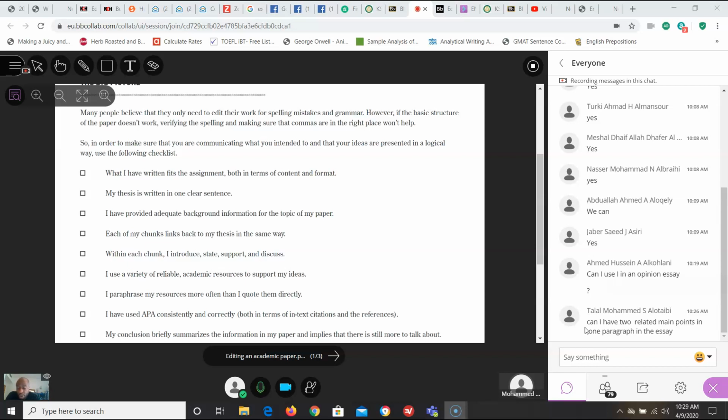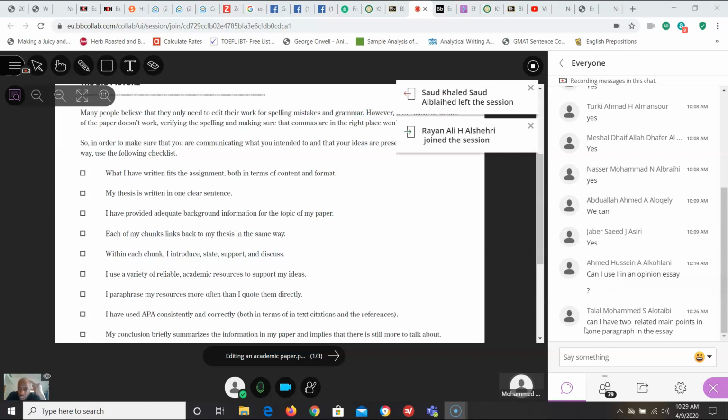Within each chunk or bit, I introduce, state, support, and discuss. That's what you want to do. I like this checklist. This checklist is actually awesome. I think you guys should save this into one of your permanent files because it's a really good checklist for editing.